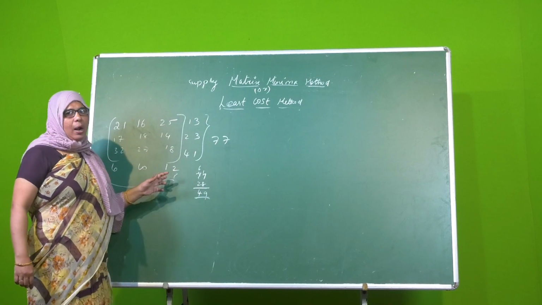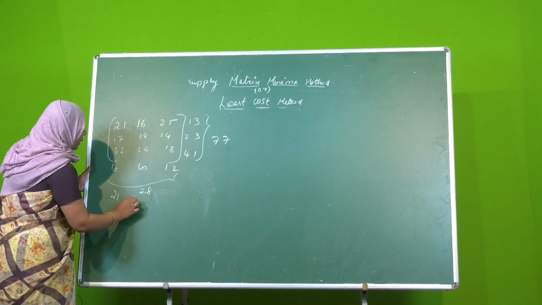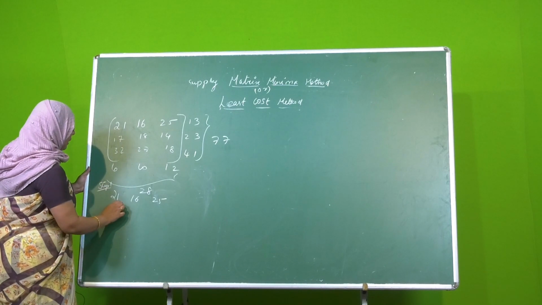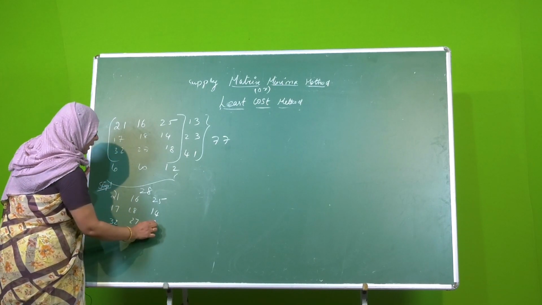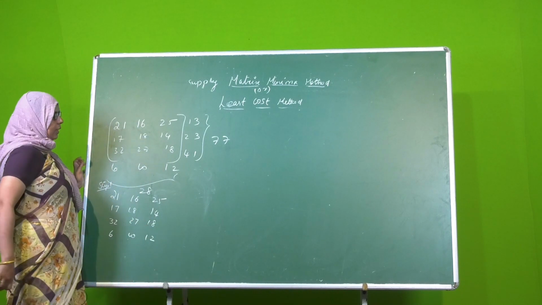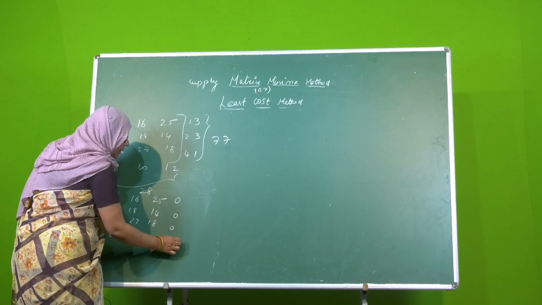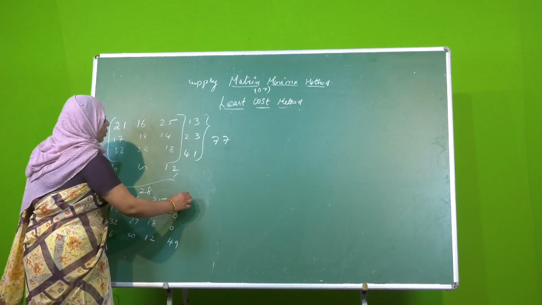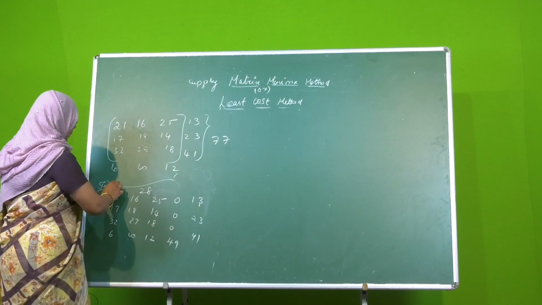So we have to add another column, one more column, that is 21, 16, 25, step 1, 17, 18, 14, 32, 27, 18. So 6, 10, 12. We need what? 49. So we have to add one excess column, that is the dummy column 0, 0, 0, and the element is 49. So the row elements are 13, 23 and 41.